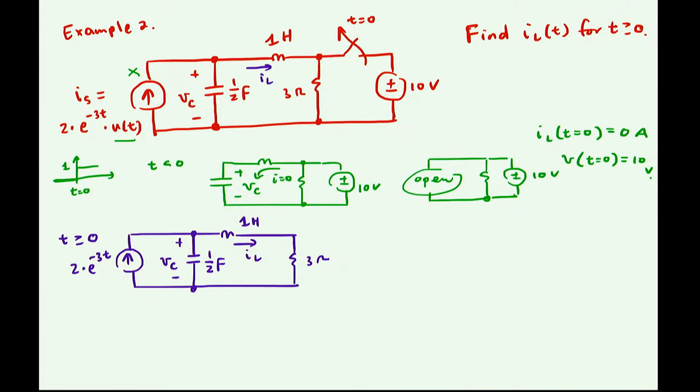Alright, so right now we need to solve for the blue circuit for t greater than 0. I'm going to first write KCL: IS is equal to the current of the capacitor plus the current of IL. And then we can write KVL: VC is equal to the voltage of the inductor plus the voltage of the resistor.